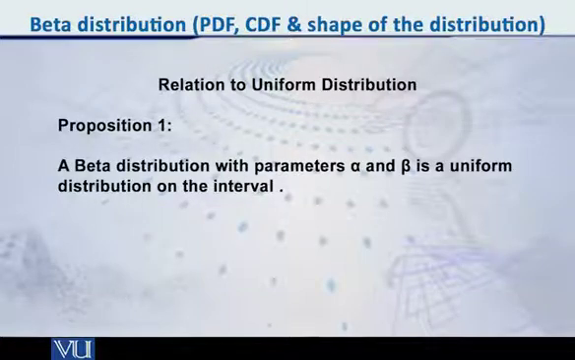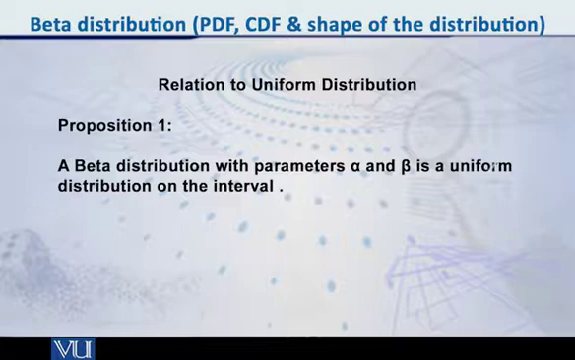One last thing that I would like to share with you right now is the relationship of the beta distribution with the continuous uniform distribution. Continuous uniform distribution, you know, is also called the rectangular distribution. It goes from 0 to 1, its height will also be 1, and it is flat like a rectangle, and the total area under that will also be 1. A beta distribution with parameters alpha and beta is the same as the uniform distribution defined on the interval 0 to 1.